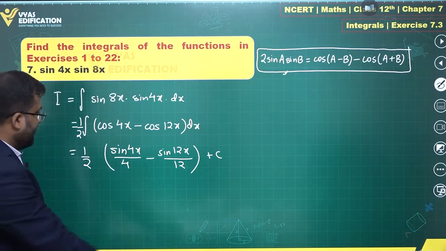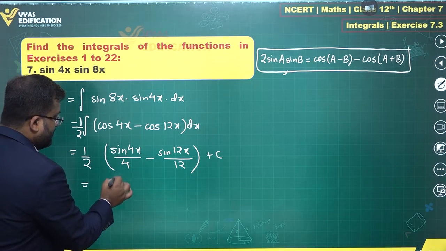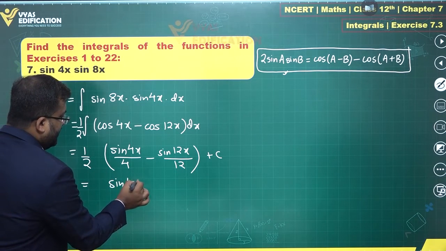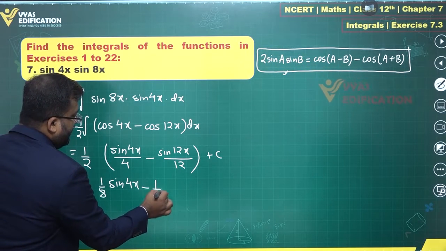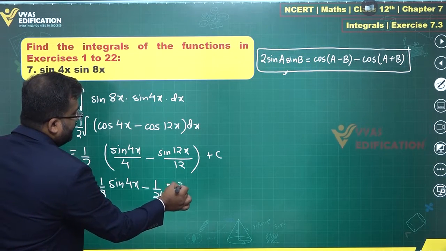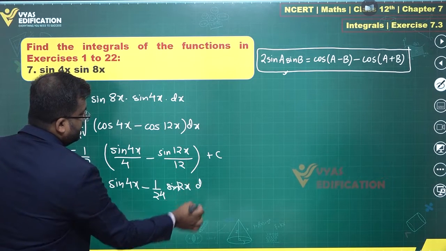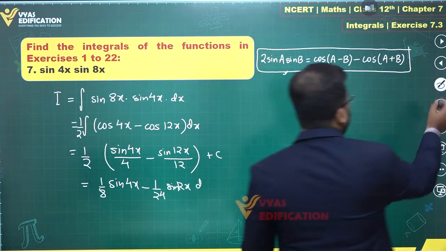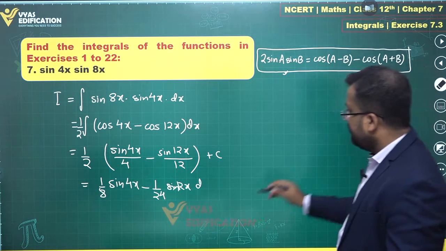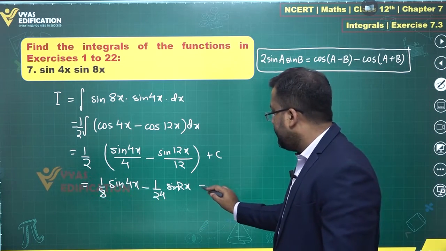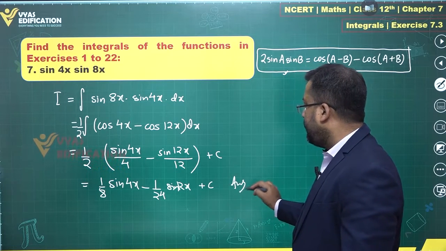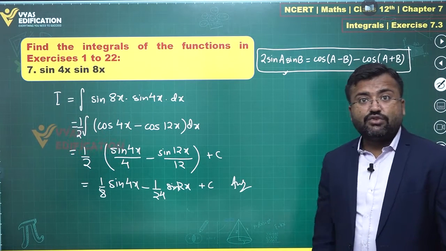And that seems like the final answer, except you can simply multiply this half inside. 1 by 8 sine 4x minus 1 by 24 sine 12x plus a constant of integration. That is the required answer for the 7th question over here.